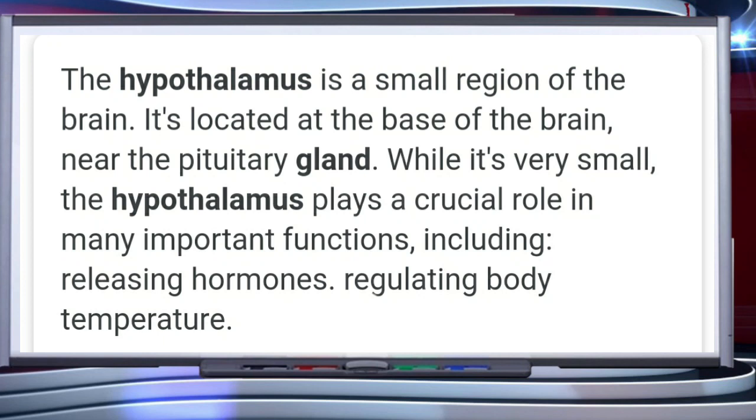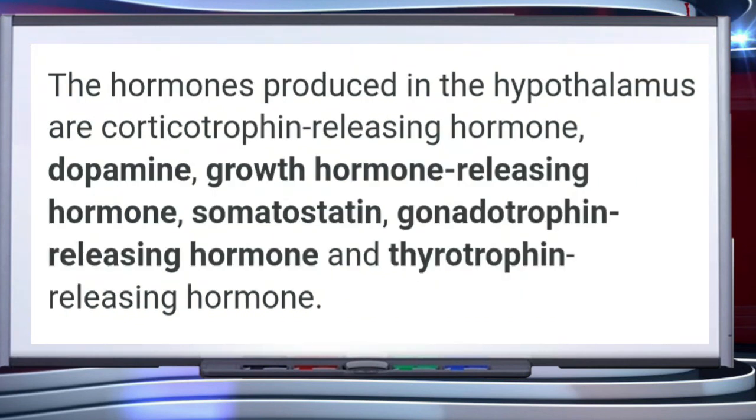The hypothalamus is a small region of the brain. It is located at the base of the brain near the pituitary gland. While it's very small, the hypothalamus plays a crucial role in many important functions, including releasing of hormones and regulating body temperature. It contains several groups of neurosecretory cells called nuclei, which produce hormones. These hormones regulate the synthesis and secretion of pituitary hormones.